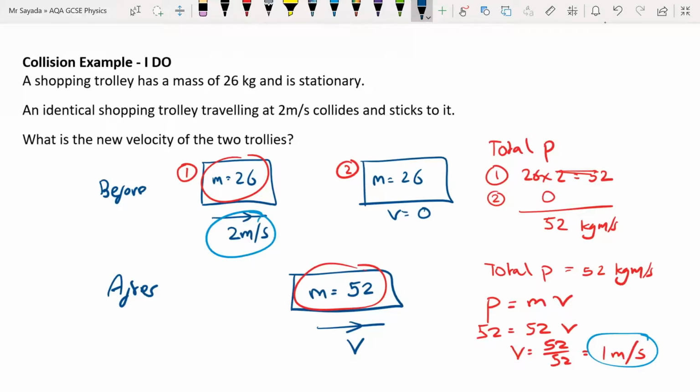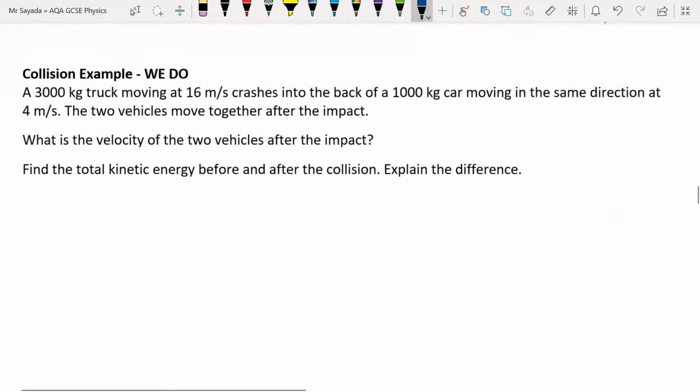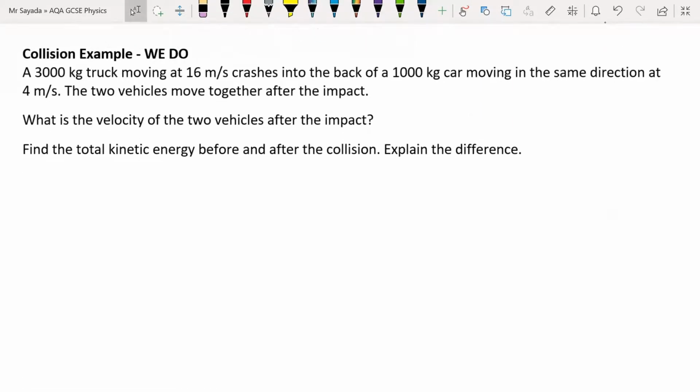So pause the video, have a read of how I did this question again. If you found that challenging, you could even go back in the video, try the example yourself, because we're now going to do another one together. So you should have now gone back in the video if you found that example difficult, and you should now be ready to move on. So we're going to do this example together. So pause the video, have a go at it, press play once you've had a go.